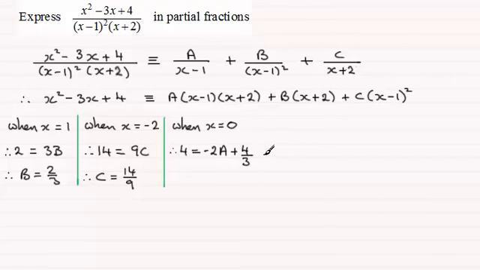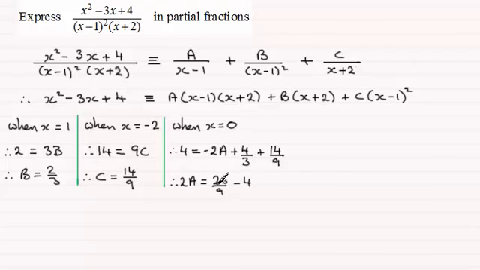1 times 14 ninths is going to be plus 14 ninths. And then what I could do is add 2a to both sides, so I end up with 2a equals, and then subtract the 4 from both sides. Working out these two terms, 4/3 plus 14 ninths, that gives me 26 ninths. So I've got 26 ninths minus the 4.